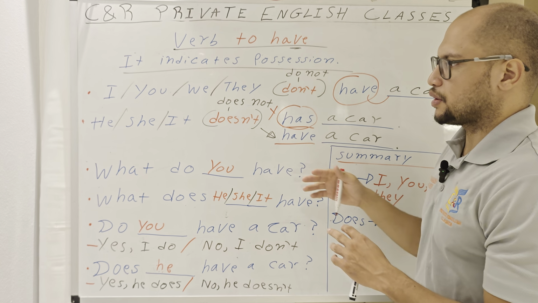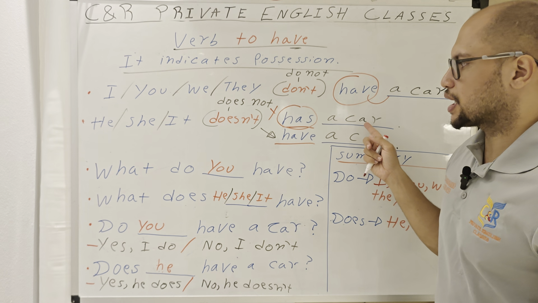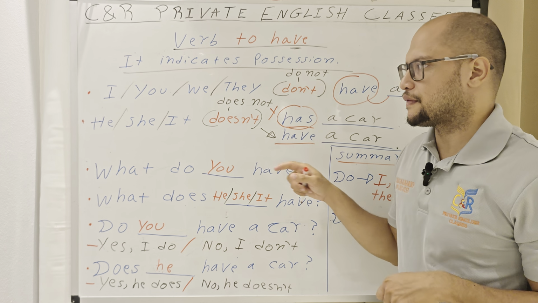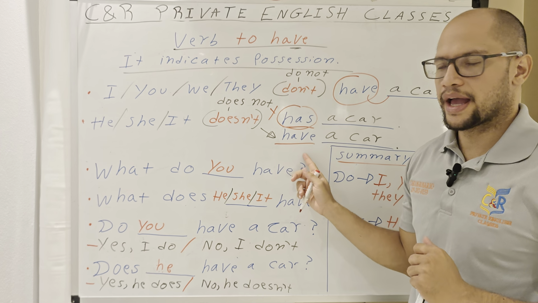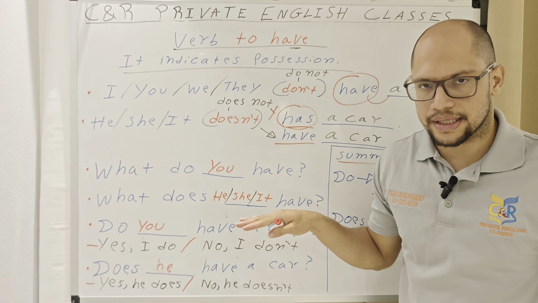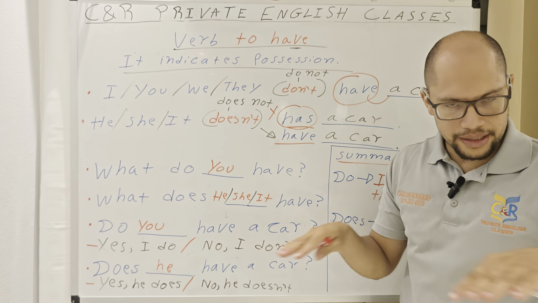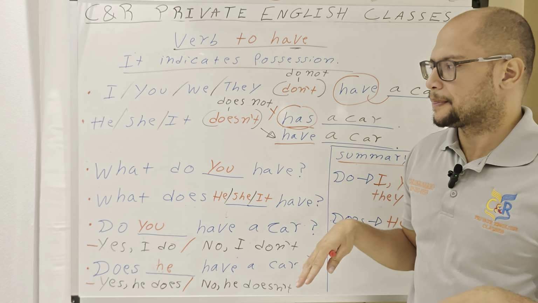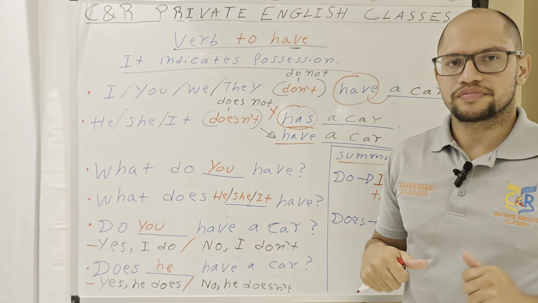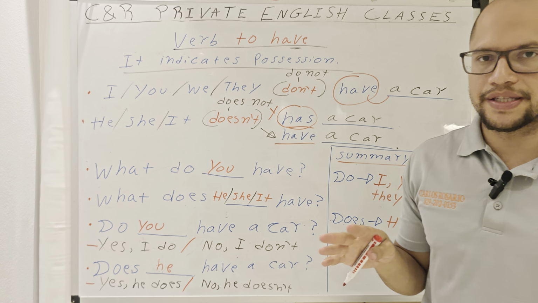Have. So affirmative, he has a car. Negative, he doesn't have a car. He has a car. He doesn't have a car. Cool. She doesn't have a cell phone.